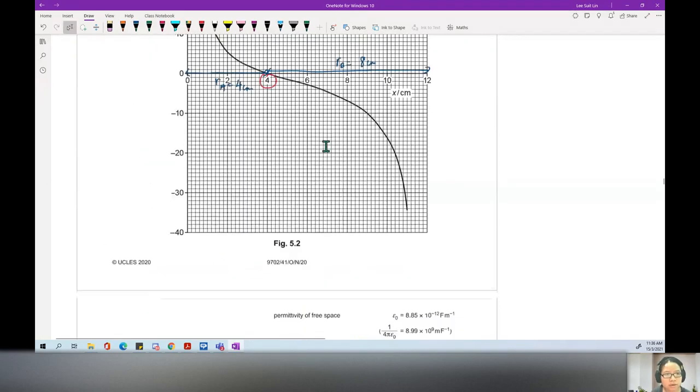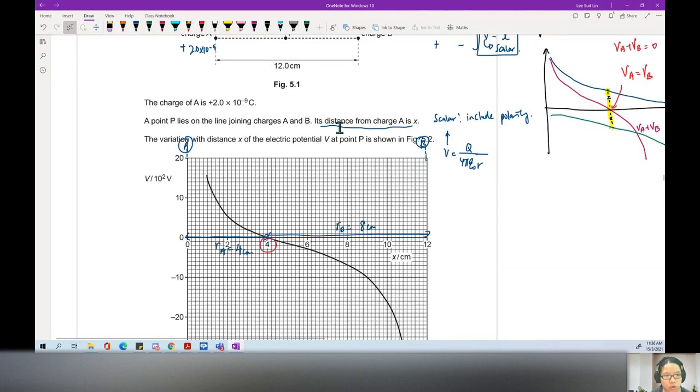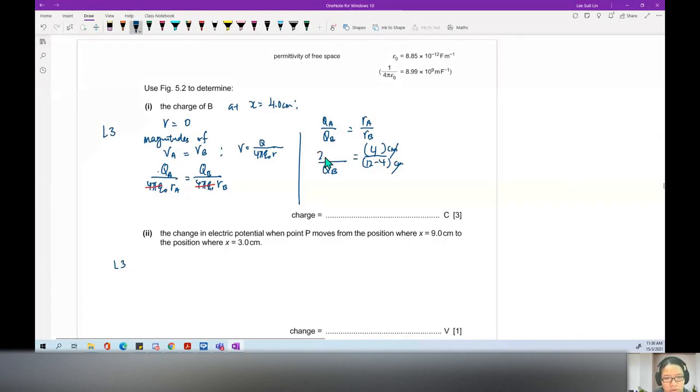What is QA? QA is given as 2.0 times 10 to the power of negative 9. I'm showing the 12 minus 4 for future people who come back and are confused. So this is 4 over 8, which is 1 over 2. So QB will be 2.0 times 10 to the power of negative 9 multiplied by 2, which is 4.0 times 10 to the power of negative 9. Wow, 3 marks. But this is negative, so I must include the negative sign.